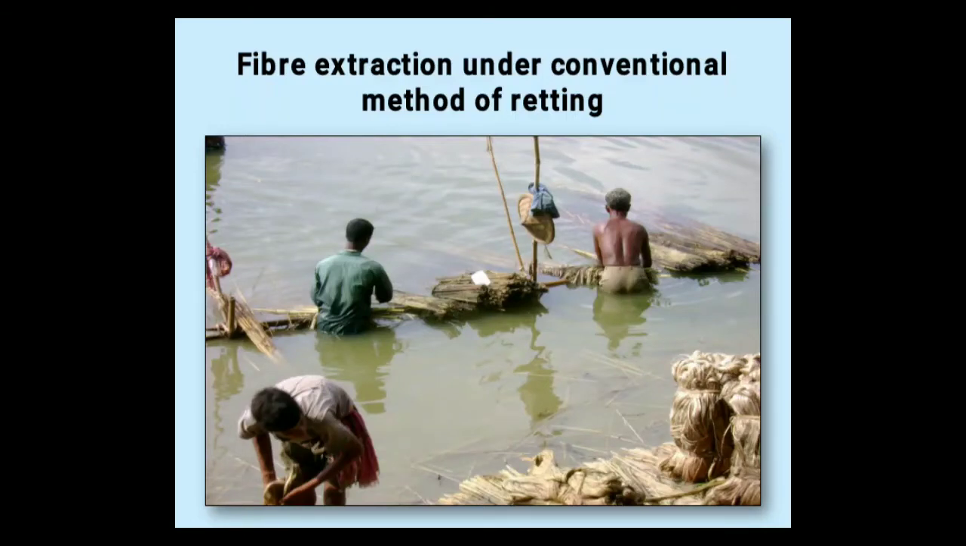Now you get to see fiber extraction. They are beating the jute, breaking the fiber from the stem, and collecting the fiber from the jute. So this is fiber extraction from the conventional method of retting. They are beating the jute, separating the fibers from the stem.